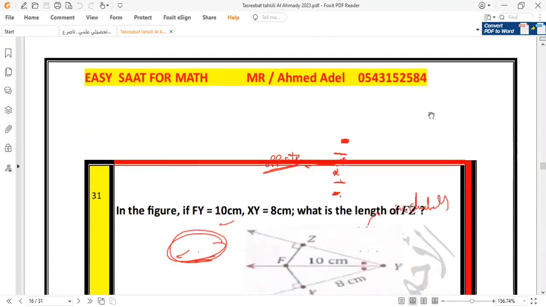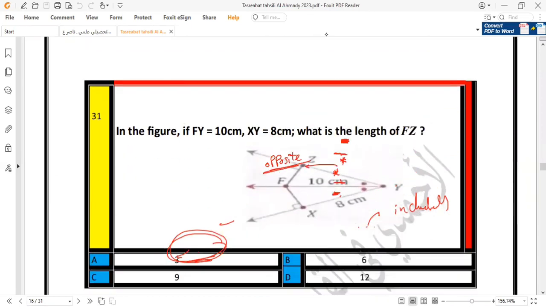Number 31. In the figure, if FY equals 10 centimeters, and XY here equals 8, okay, what's the length of FZ? Okay, here this ray bisects this angle, and here perpendicular, so this point is equidistant from both sides. Okay, FZ equals FX. So when you find FX, you can find FZ.